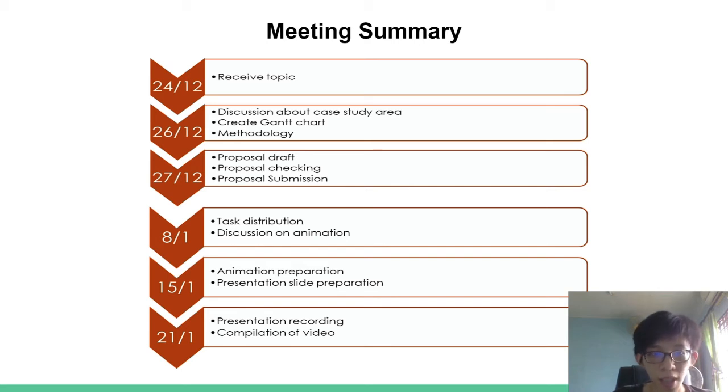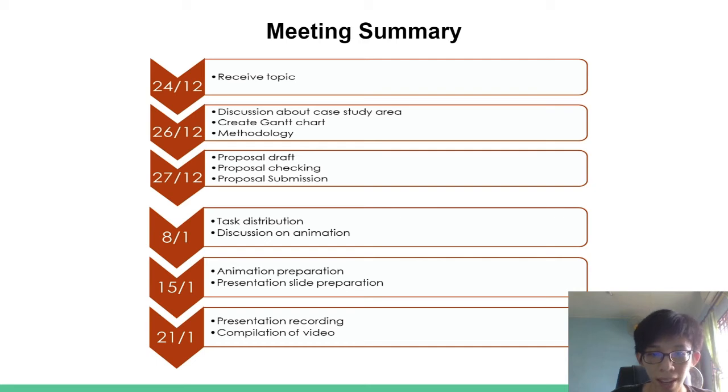For the meeting in week 11, we received the topic. After that, we organized a meeting to briefly discuss the topic, which is process coordination. 2 days after that, in week 12, we discussed the case study area, which we decided to focus on semaphores in real-world application.